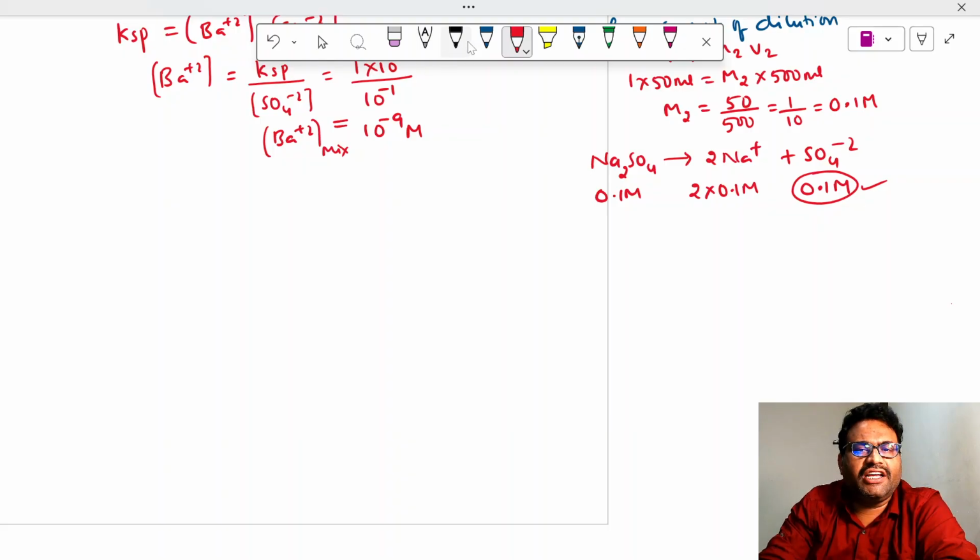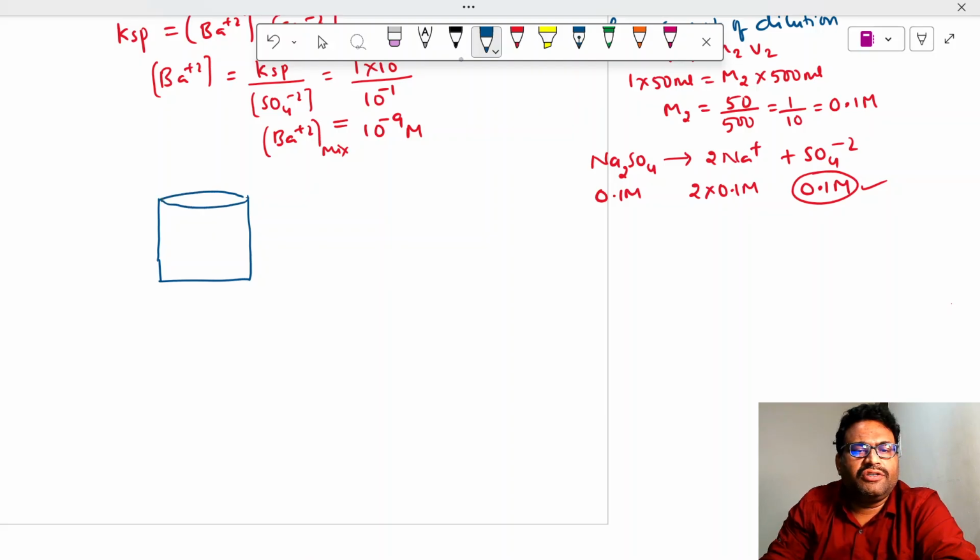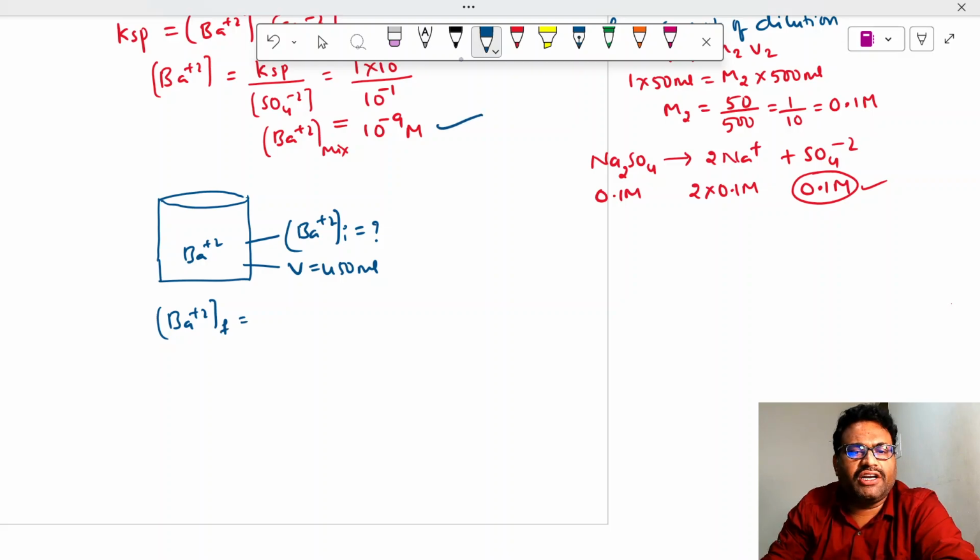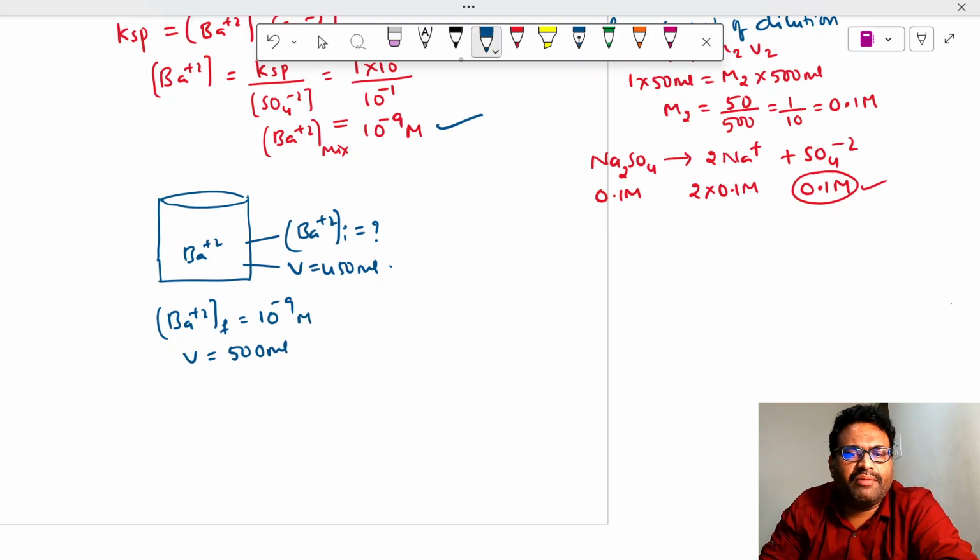So let us take the container initially. Here Ba plus 2 is there. The initial Ba plus 2 concentration we don't know, and we know the volume is 450 ml. The final concentration we know: Ba plus 2 after mixing is found to be 10 power minus 9 molar, and the final volume is 500 ml. So 450 ml is converted into 500 ml. Again it is being diluted.